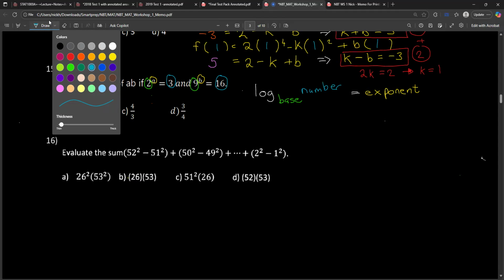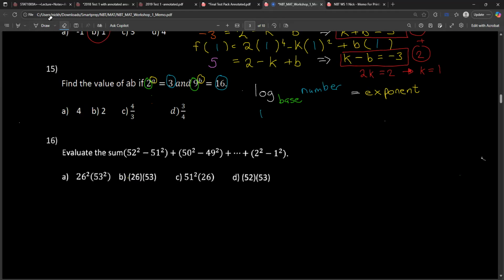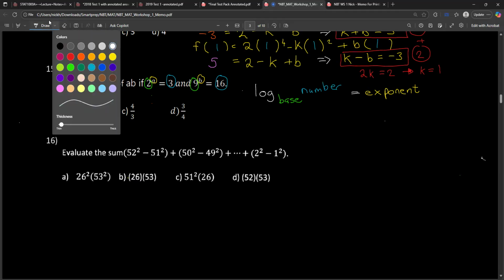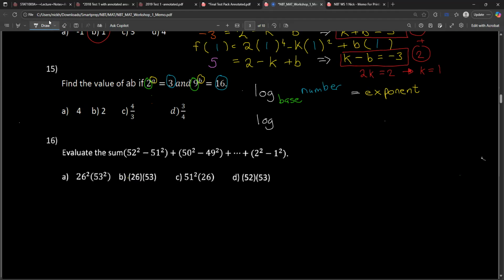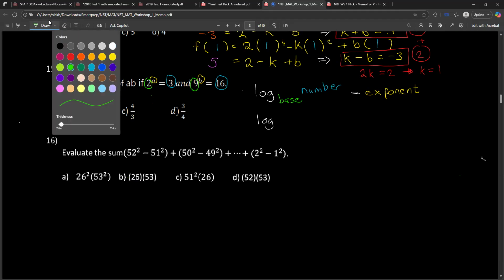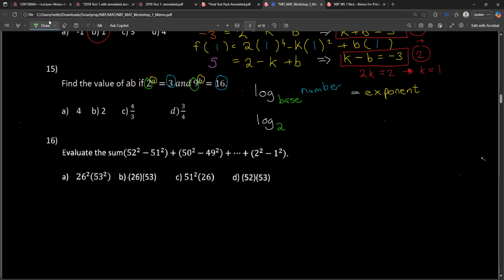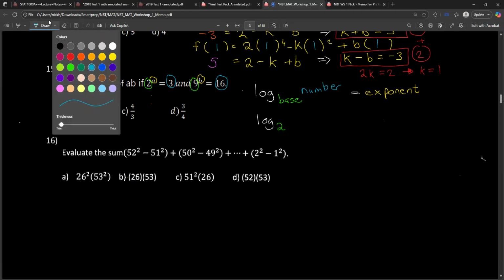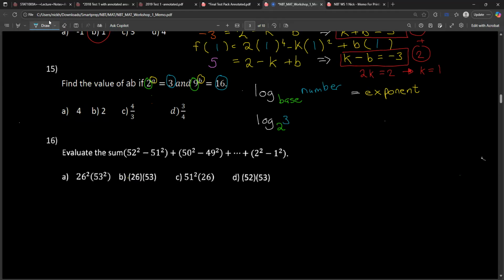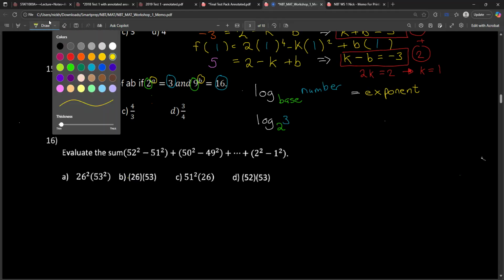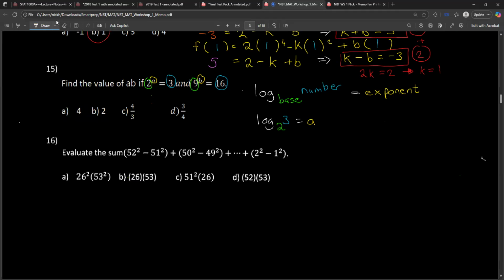So log, for the first one, right? So log, and the base is 2, because that's the thing that has the exponent at the top of it, like the base of a tree. Base, number is the number by itself, and A is the exponent. And notice now we have isolated A. So when I said that logs are a way of isolating your exponent, now you see why.